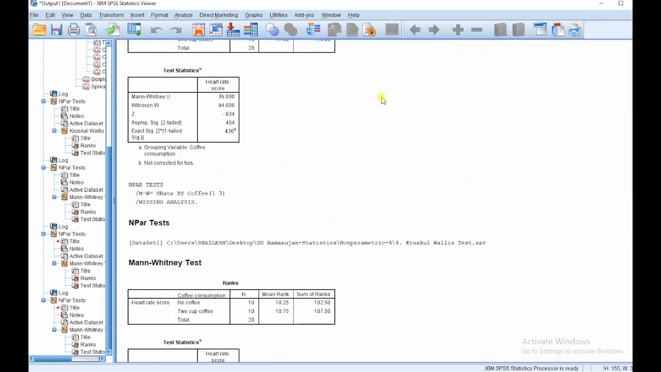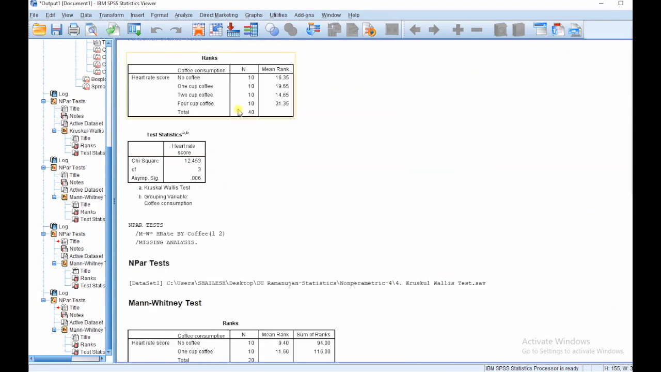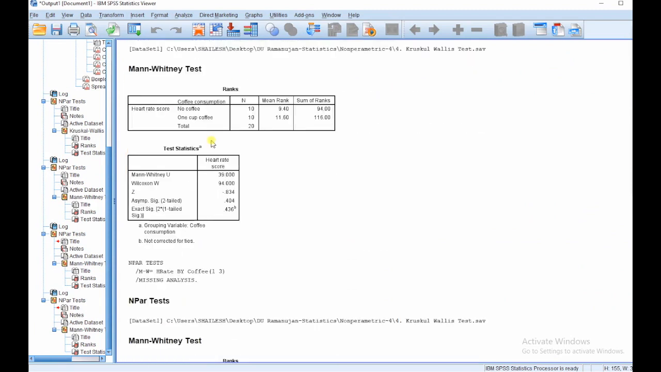So here we can see this is the overall result. The first Mann-Whitney test, no cup coffee and 1 cup coffee. So what is the p value? Here the p value is 0.405, which means greater than 0.05. It means 1 cup coffee does not increase heart rate score significantly.